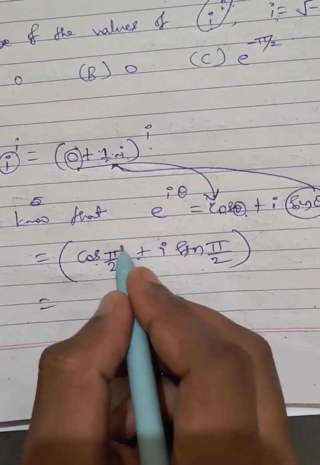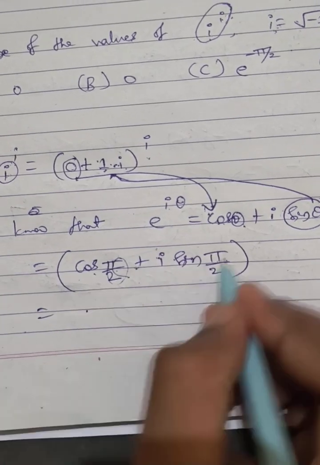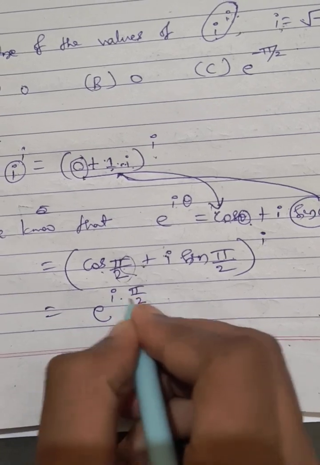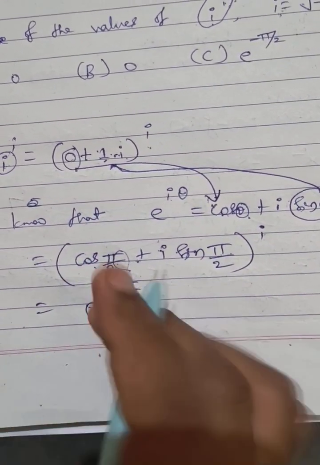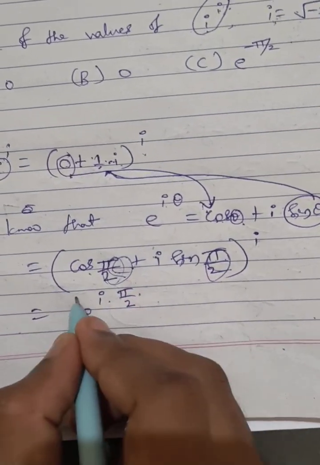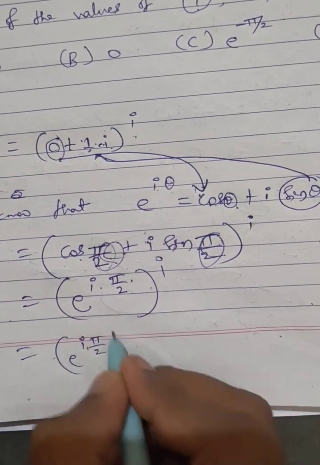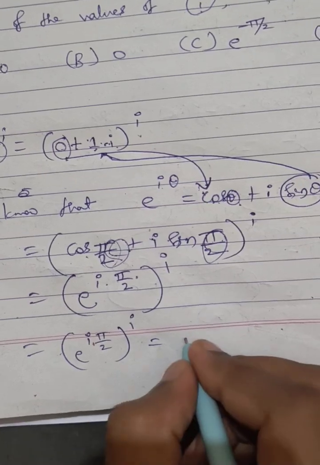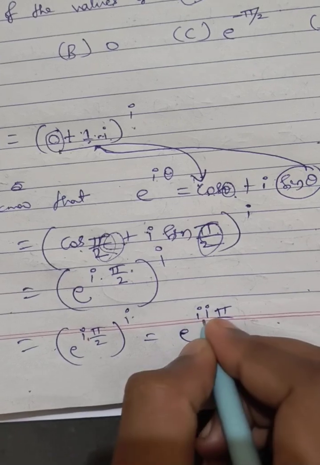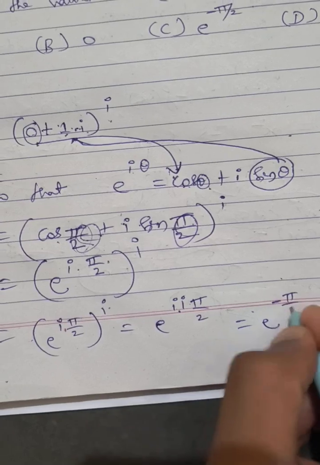Now apply this formula. Theta means pi by 2 only. So cos theta plus i sin theta becomes e raised to i pi by 2, because cos theta plus i sin theta is equal to e raised to i theta. Raised to i as it is, so we have e raised to i pi by 2, all raised to i. Now multiply the two powers: e raised to i into i pi by 2. Is it clear, student? Keep the e as it is. What is i into i? i squared is -1. So this becomes minus pi by 2.